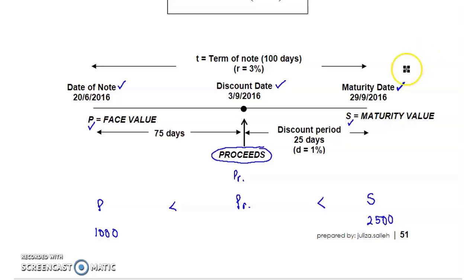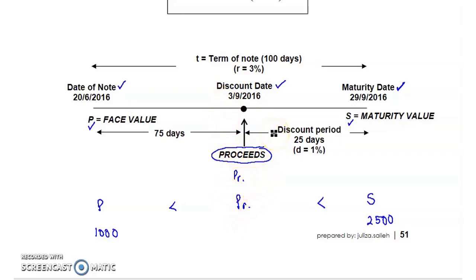Before the maturity date, you are in need of cash. You want capital, for example, for your business. So you can sell the note to the bank to get some money in order to run your business. For example, on 3rd September, you sell the note to the bank in order to get more money. The amount that you receive here, we call it proceeds.